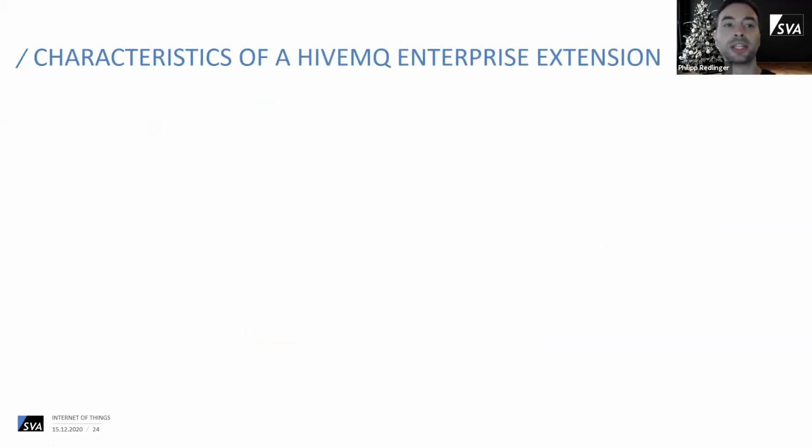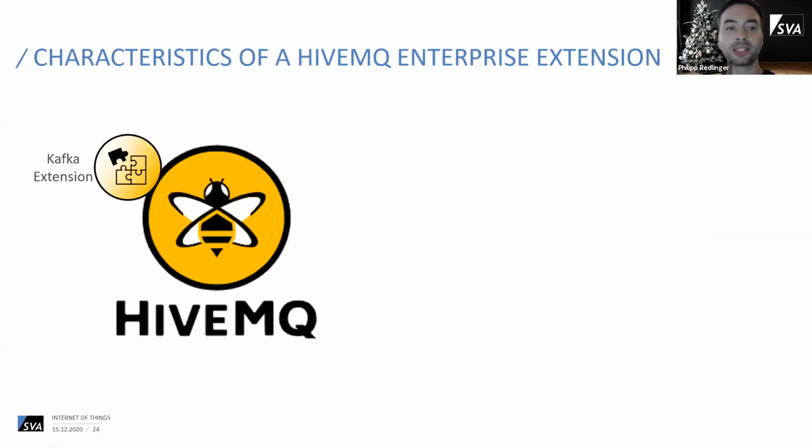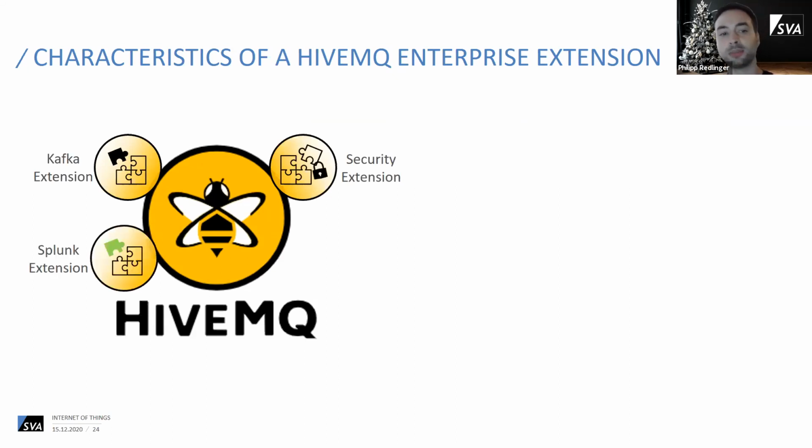So first of all, I'm going to explain a little bit about the characteristics of a HiveMQ enterprise extension. HiveMQ already has a rich ecosystem of extensions that enable it to do things beyond its basic capabilities. For example, there's an extension for Kafka. Kafka is a distributed streaming platform, which is very powerful in its own way, and HiveMQ is able to connect to that. We have a security extension that was developed by HiveMQ, and it adds even more security to your deployment. And now the new kid on the block is the Splunk extension, which allows you to reach out to Splunk and leverage these analytics capabilities that you have inside of Splunk. It was developed by SVA and is maintained by us as well.